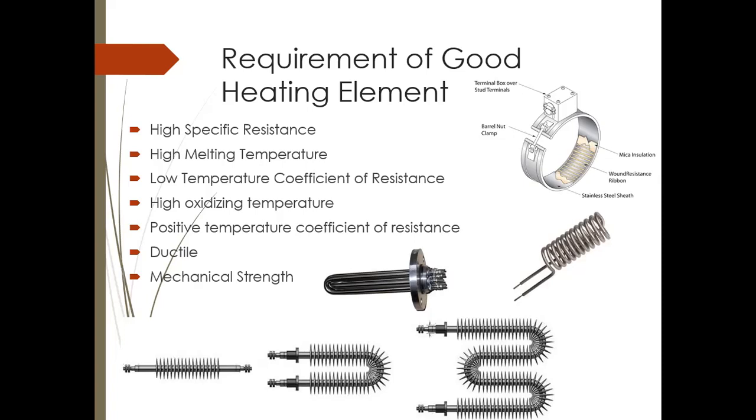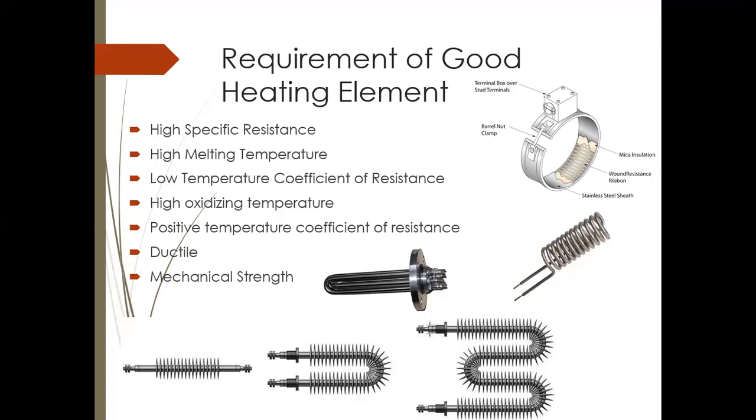High melting temperature: if the melting temperature of the heating element is high, it would be possible to obtain higher operating temperatures, for example, to work in areas of high temperature. Low temperature coefficient of resistance: if a material has a low temperature coefficient, there would be only small variations in its resistance over its normal range of temperature.